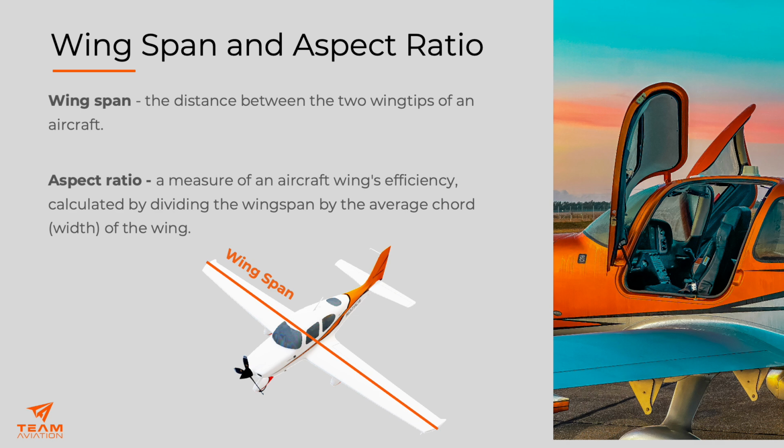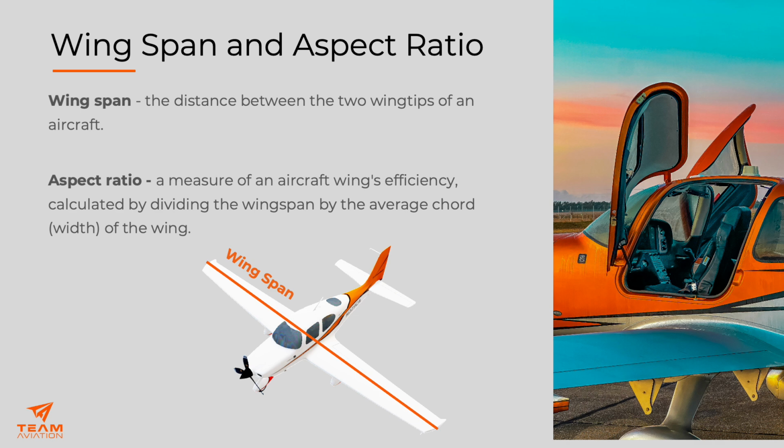Wingspan is the distance between the two wingtips of an aircraft. A longer wingspan generally allows an aircraft to generate more lift, which helps it take off and land at lower speeds. On the other hand, a shorter wingspan enhances maneuverability, making it ideal for aerobatic and military applications. Aspect ratio is a measure of an aircraft wing's efficiency. It's calculated by dividing the wingspan by the average chord or width of the wing.